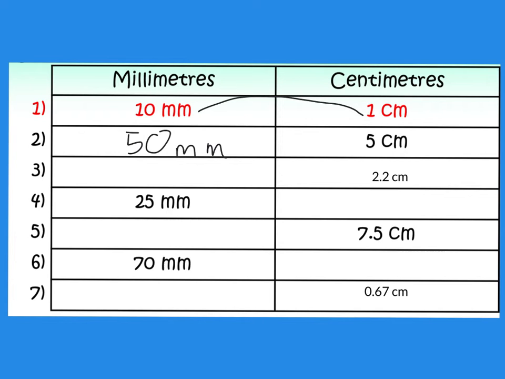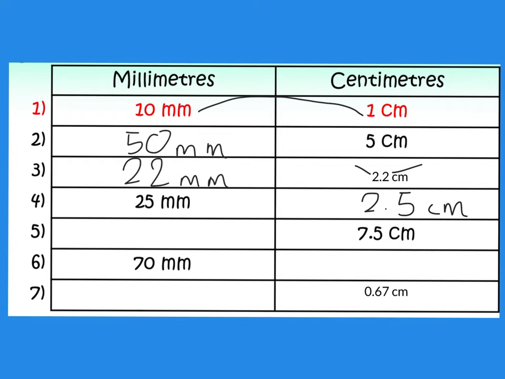Okay, so 2.2 centimetres. So that 2 here represents 20 millimetres, and this 2 represents 2 millimetres. So in total, 22 millimetres. Okay, so we're starting off with 25 millimetres. What is it in centimetres? Well, it's 2 full centimetres and 5 tenths of a centimetre. So it's 2.5.